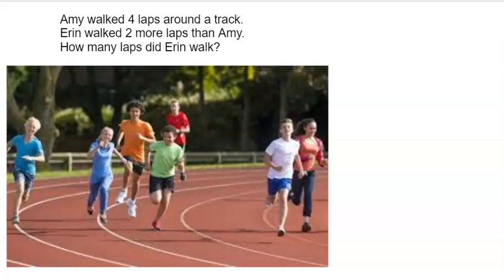Amy walked 4 laps around a track. Aaron walked 2 more laps than Amy. How many laps did Aaron walk? So what's happening in this problem? That's right, some girls are walking laps. Or the girls that are walking are Aaron and Amy. They're walking around a track.